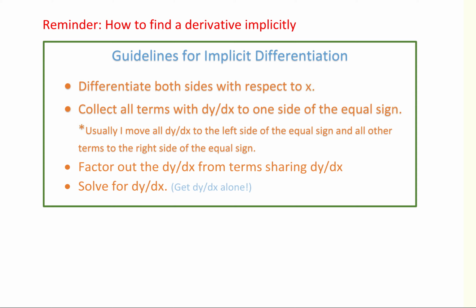Okay, so just to review how to find derivatives implicitly, you are going to be differentiating both sides of your equation with respect to x. Tomorrow we will actually start using t as our differentiation variable, but for now we'll just keep with x. Then you're going to collect all terms with dy dx's to one side of the equal sign. Again, I usually move mine to the left side of the equal sign and all the other terms to the right. Then you factor out dy dx, and you're going to solve for dy dx.